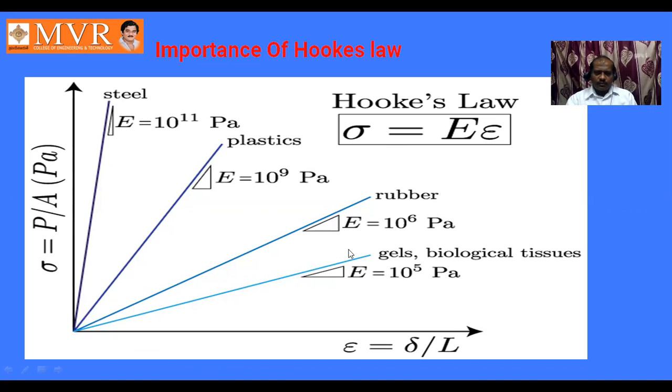That means in Hooke's law, E is nothing but the elastic limit, elasticity. Sigma is equal to P by A, epsilon. This is called epsilon, that is change in length by original length. This is how we can express the importance of Hooke's law. If you observe, the E is one nature for steel, this one is plastic, rubber, and this is gel.